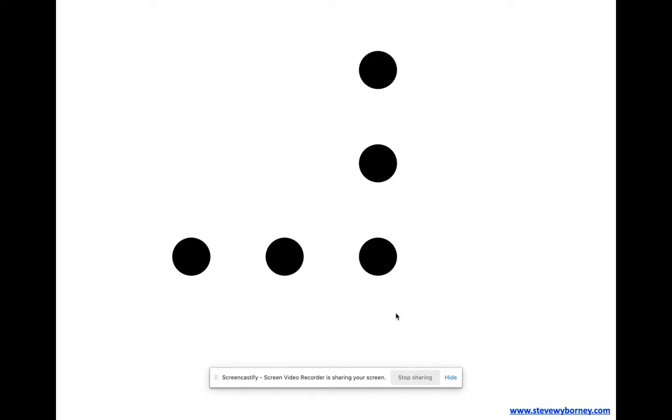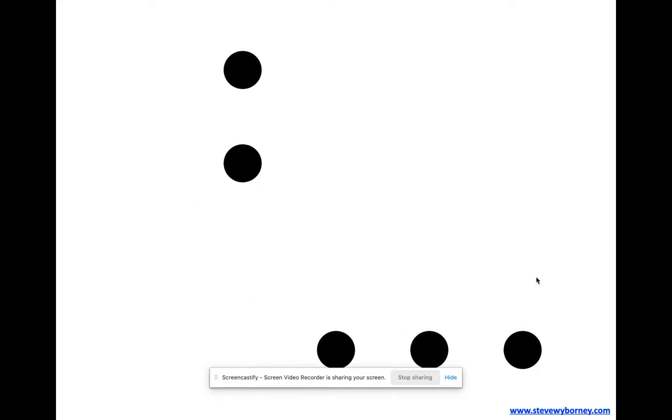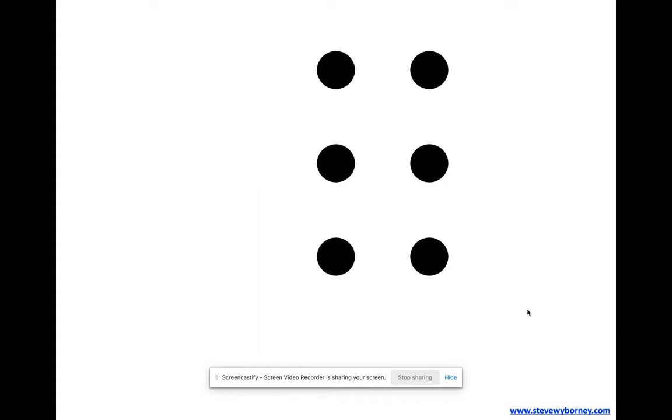If you said 5, you were correct. Did you start with the vertical line, or did you start with the horizontal line? Or did you go diagonally on this one? Any way would work. How about this one? If you said 3, you were correct. There's 2, and then the extra 1 over there makes 3. And 5. How about this one?